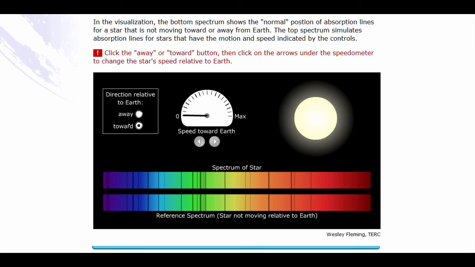I could select to have a star move towards the Earth. If I had the star move towards the Earth, I'm going to use the speedometer. I'm going to increase the speed. Notice where these lines are shifting. Notice that they are shifting in this direction here. If they're shifting in this direction, that's called a blue shift, because they're shifting more to this blue side.